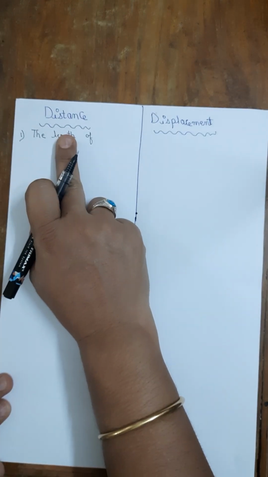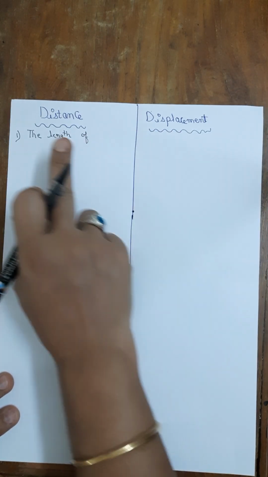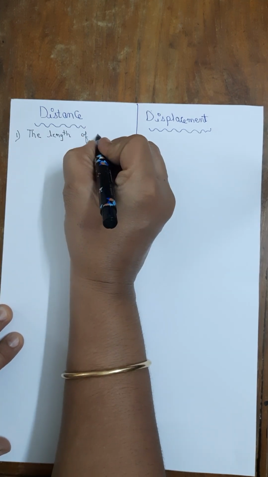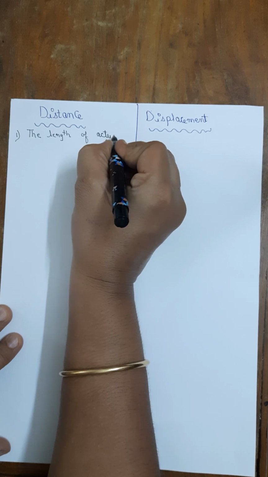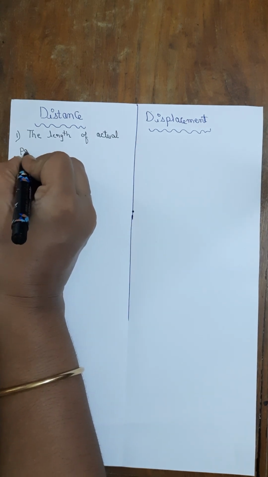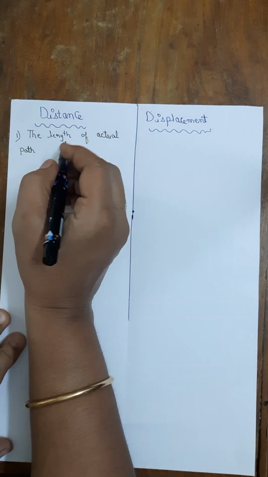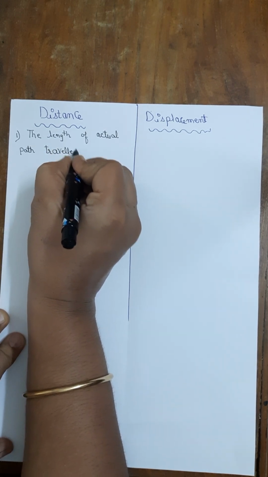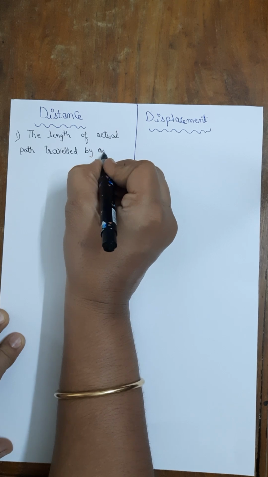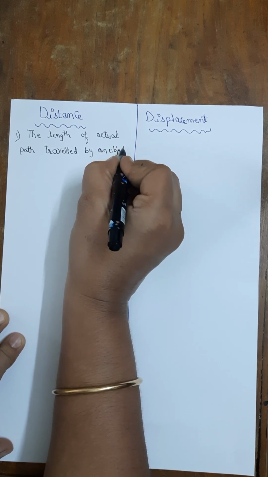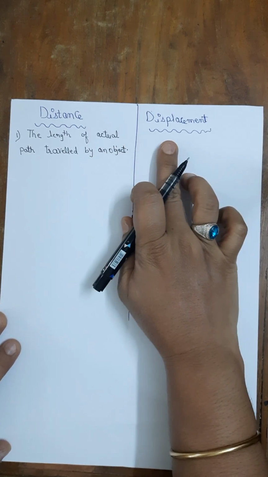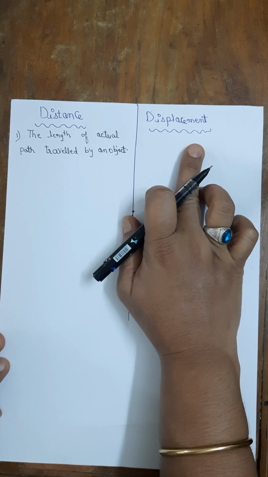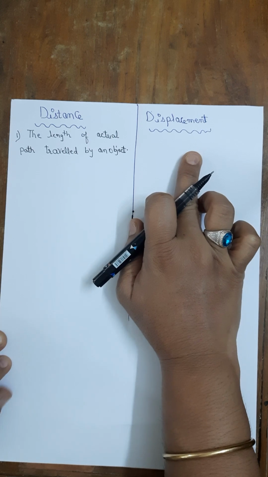Difference between distance and displacement. Distance is nothing but the length of actual path traveled by an object, whereas displacement is nothing but the shortest distance from the initial path of an object to its final position.